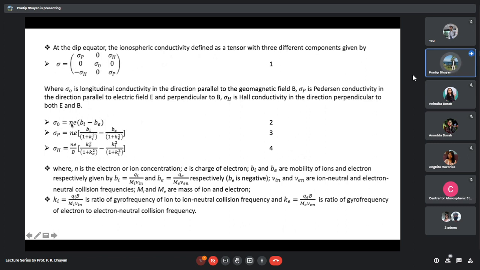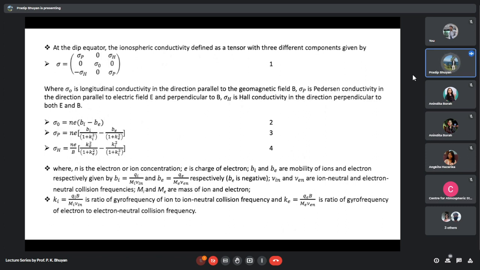So N is the number of electrons, e is the electronic charge. Bi and Be are the mobilities of ions and electrons. Okay. So this is sigma naught, the conductivity along the magnetic meridian. Sigma P is the conductivity parallel to the electric field.